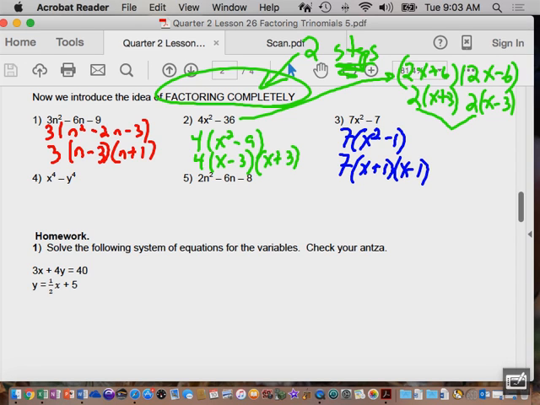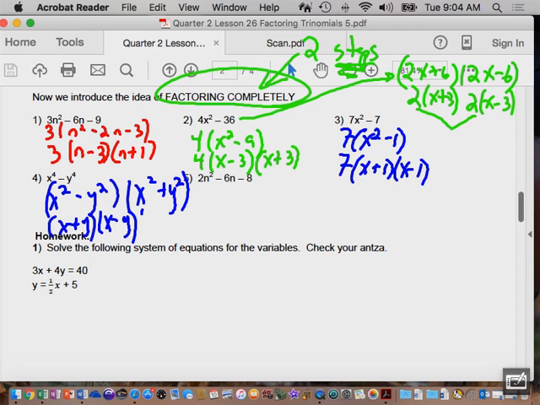Now let's have a little fun. The only thing this could possibly be is the difference of 2 perfect squares because there's no common factor. X squared minus y squared, x squared plus y squared. Am I done? No. Wrong, because I can still factor x squared minus y squared. This is going to be x plus y, x minus y, and then x squared plus y squared. And that's about as tricky as it gets, guys.